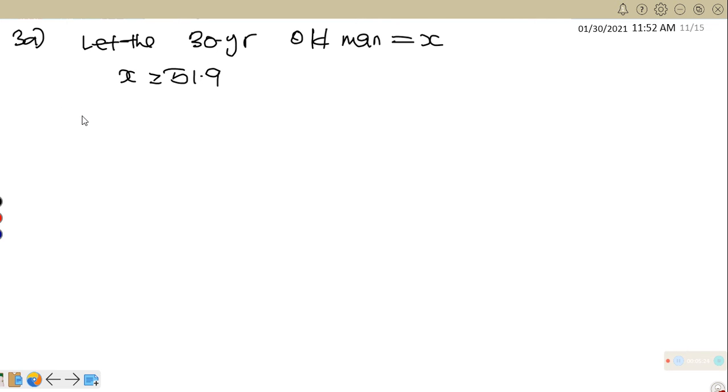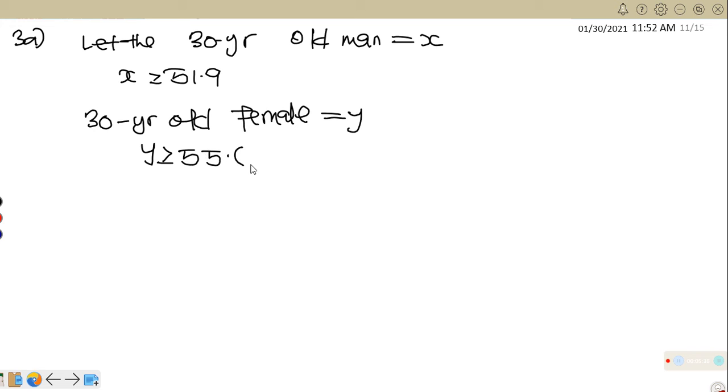Then for the 30-year-old female, let it equal Y. According to the statement, Y is greater than or equal to 55.6. So these are the inequalities.